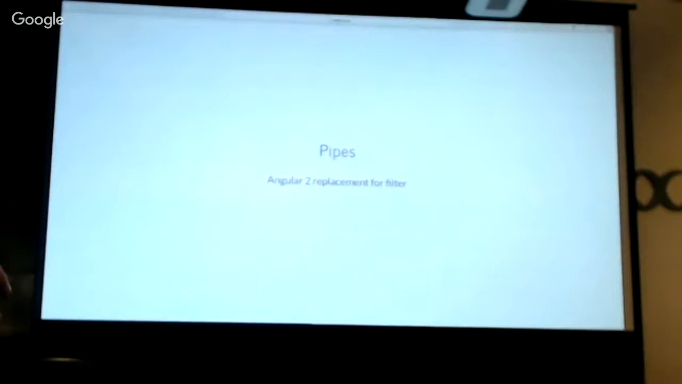Now, pipes are the Angular 2 replacement for filters. So filter is gone, but it's replaced by a very similar thing called pipes. So here's an example. Looks just like a filter written in the code. But the way you set one up is different.